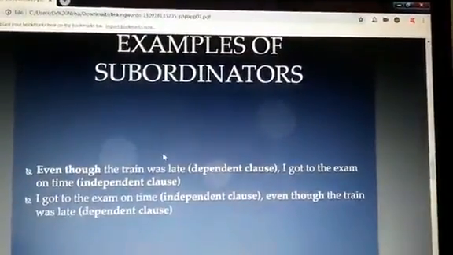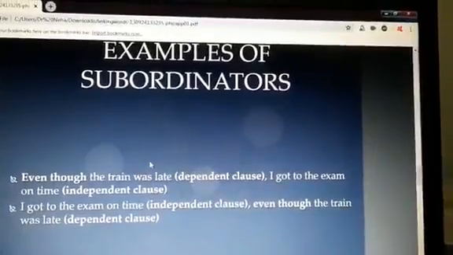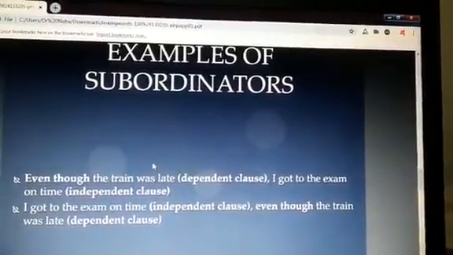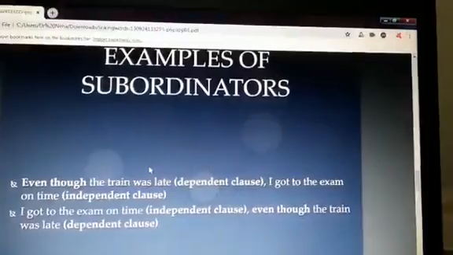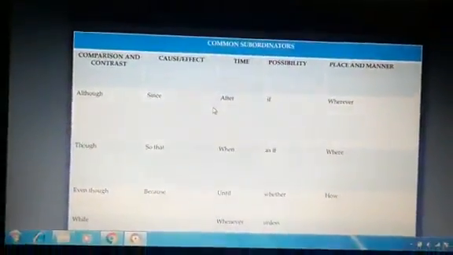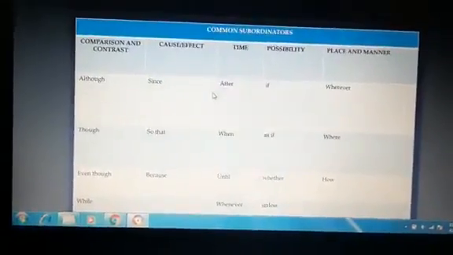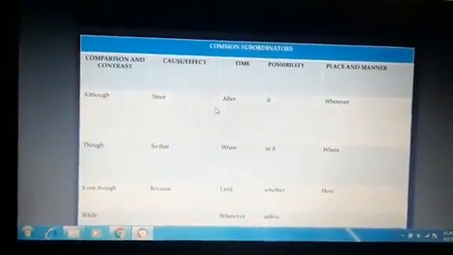The second example: I got to the exam on time. That is an independent clause. Even though the train was late, dependent clause. So let's see another one. Now these are the common subordinators. These vary according to their uses.